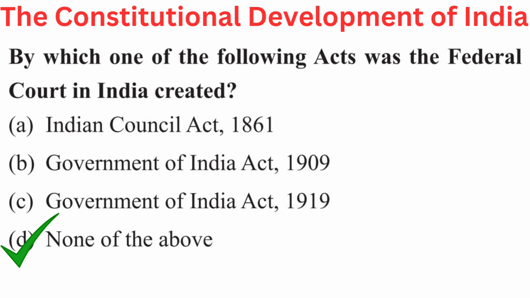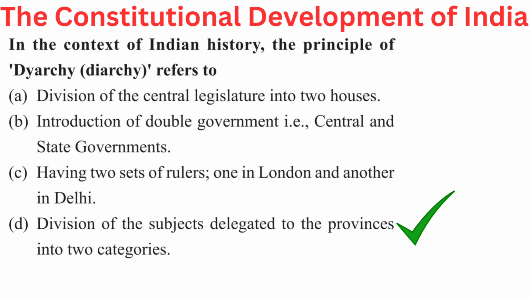None of the above. Your question is, in the context of Indian history, the principle of diarchy refers to. Your options are A. Division of the central legislature into two houses, B. Introduction of double government, that is central and state governments, C. Having two sets of rulers, one in London and another in Delhi, or D. Division of the subjects delegated to the provinces into two categories. Right answer is D. Division of the subjects delegated to the provinces into two categories.